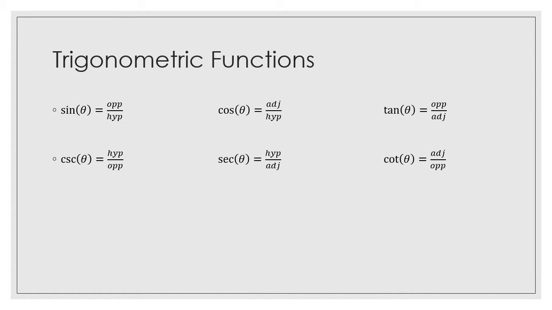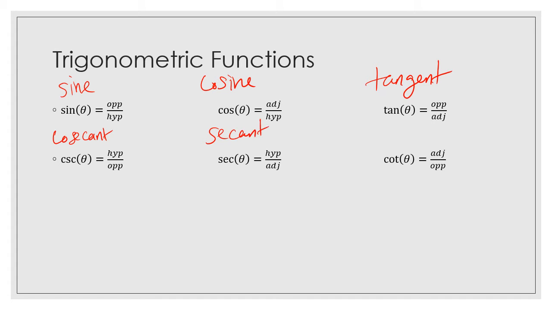When we're working with these right triangles, we have 6 specific trigonometric functions. These are sine, cosine, tangent, cosecant, secant, and cotangent. And these are the 6 ways that these functions are evaluated.